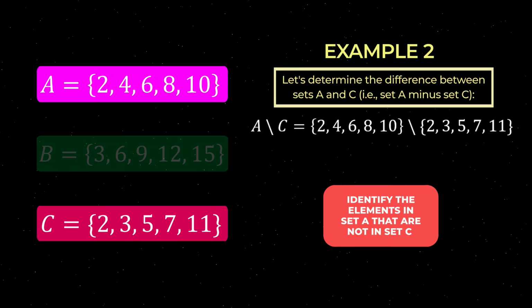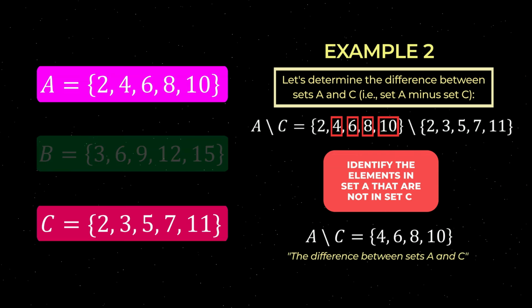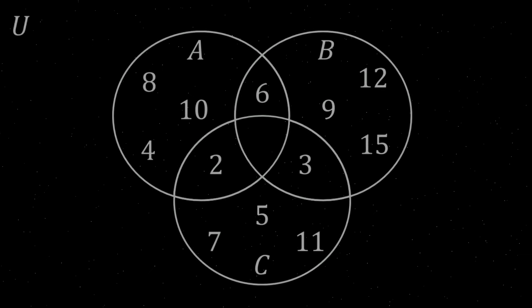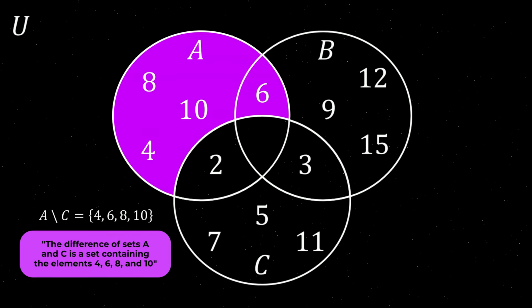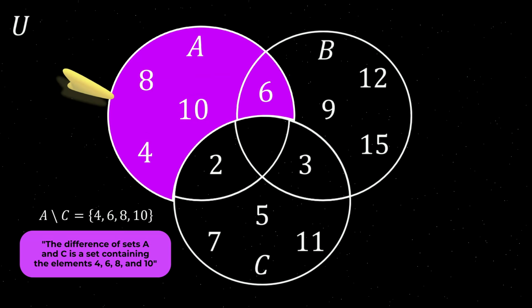As you can see, there are 4 elements present in set A that are not present in set C, and the elements are 4, 6, 8, and 10. Therefore, we conclude the difference between sets A and C is a set containing the elements 4, 6, 8, and 10. Let's illustrate this set difference on our Venn diagram. As shown here, the difference between sets A and C is the area occupied by set A that is not occupied by set C.